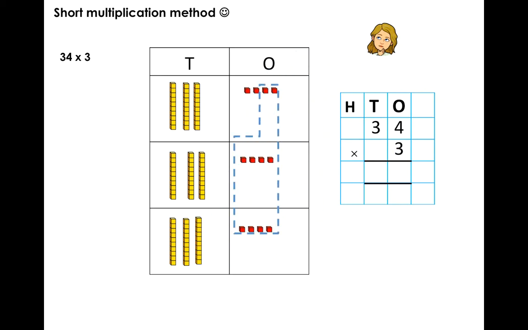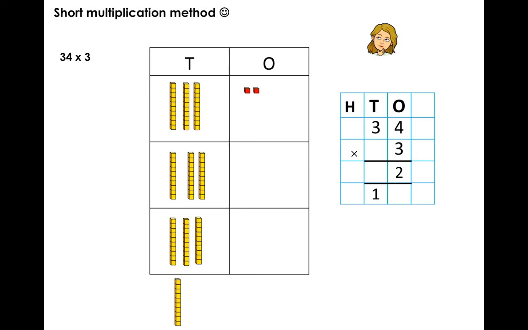Now, 4 times 3 I know is 12. Now I can't have 12 1s in my 1s column, can I? So I need to regroup 10 1s for a 10. Okay, so I put my 10 underneath the 10s column and my 2 1s in the 1s column, and I can see there that it looks like 12. 1 in the 10s column underneath and 2 in the 1s column.